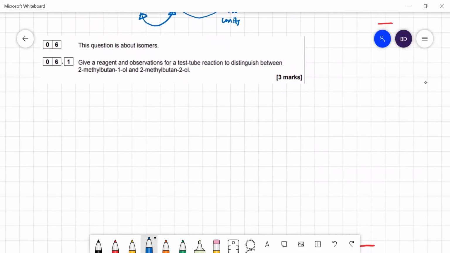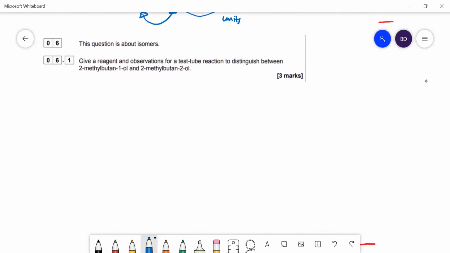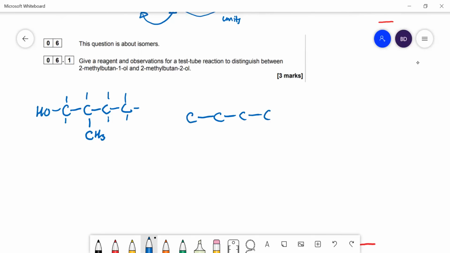Okay, this question is about isomers. Give a reagent to distinguish 2-methyl-butanol. Let's draw that first of all. Okay, so there's 2-methyl-butanol, and let's do 2-methyl-butanol. Now, hopefully you'll be able to see that the second one is a tertiary alcohol, whereas this one is actually a primary alcohol.